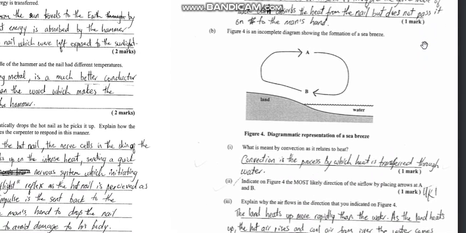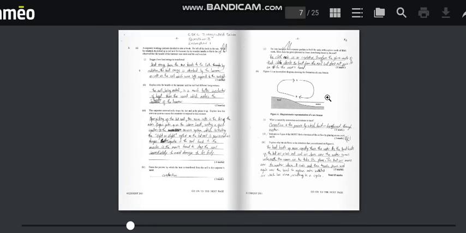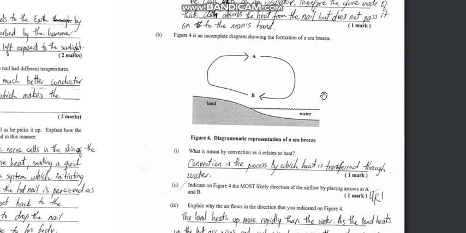All right. Anyways, number B right here. This bit is giving me a little bit of a problem. Figure 4 is an incomplete diagram showing the formation of a sea breeze. So we have the sea breeze here, guys. We have the land, we have the water, and it asks what is meant by convection as it relates to heat. So convection is a process by which heat is transferred through a fluid, like water. All right, so that's convection.